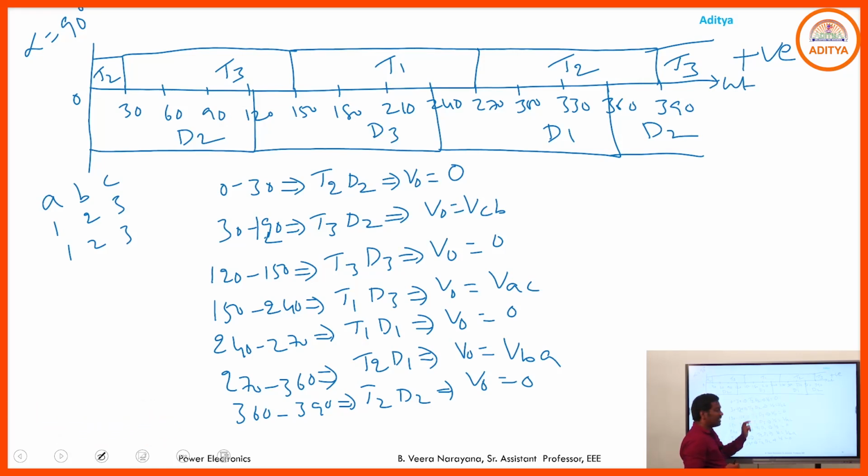120 to 150, T3, D3, again those devices are on the same leg, output voltage 0. 150 to 240, T1, D3, V0 is equal to VAC. 240 to 270, T1, D1, V0 is equal to 0. 270 to 360, T2, D1, then V0 is equal to VBA.